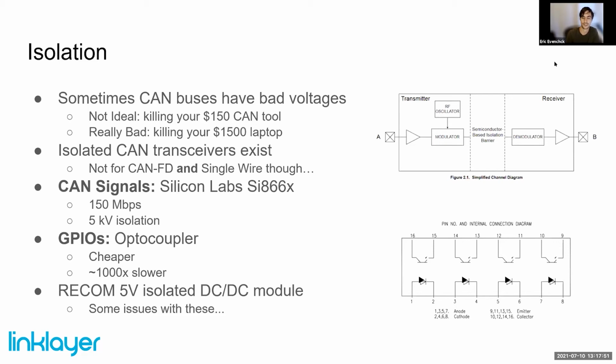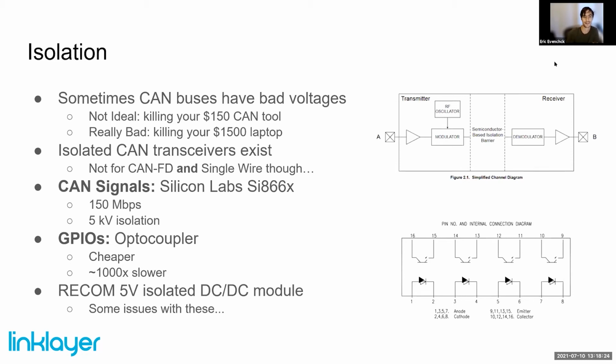For the simple GPIO, just the mode switching and some of these very low speed pins, a good old optocoupler does the trick because they're very cheap. So this is a device where you run some current through an LED and it gets picked up by a receiver on the other end, which is just a photosensitive transistor that ends up creating a connection. So these work for slow signals, but they are about 1,000 times slower. So that's why you can't really use them for the high speed stuff.